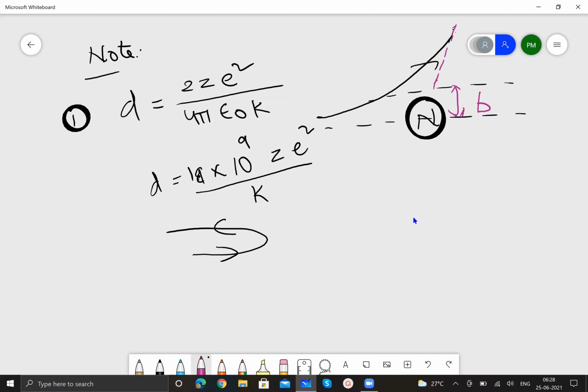This is also impact parameter only, but that is when it is bouncing back, when it is getting reflected completely. In case of scattering, it's moving away from the nucleus. It's not bouncing, it's moving away from the nucleus. This is how we define the impact parameter. So this is the perpendicular distance of the line of scattering from the nucleus of the atom. This angle is the scattering angle, and we get the impact parameter.